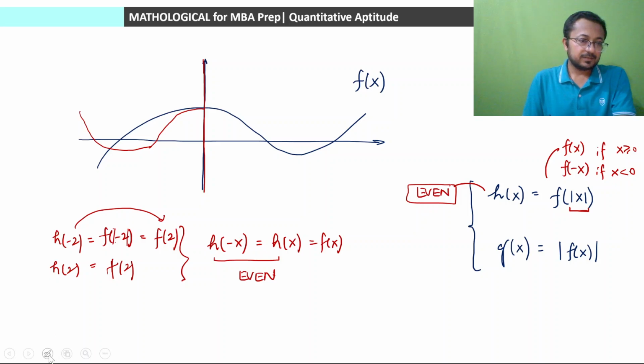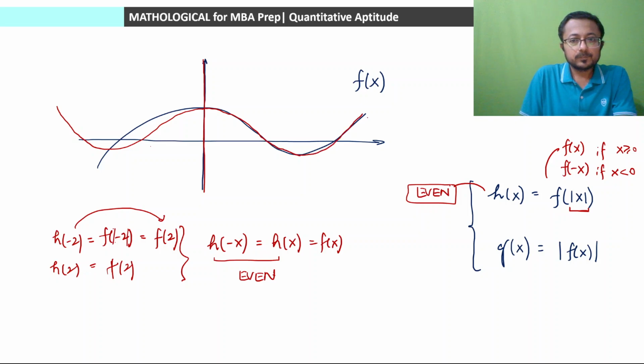थोड़ा सा समझ जाना कि मिरर है, ठीक है. So this is our graph of h of x in red.